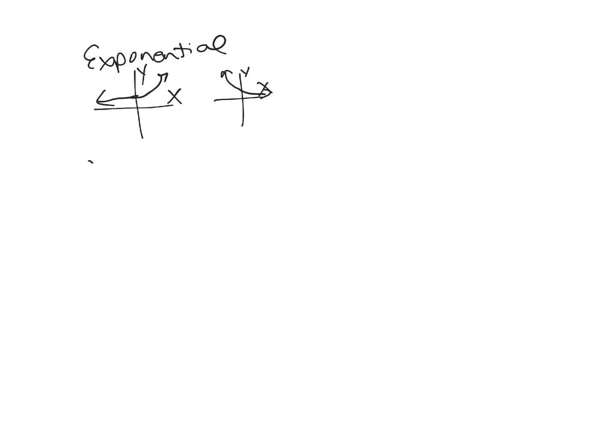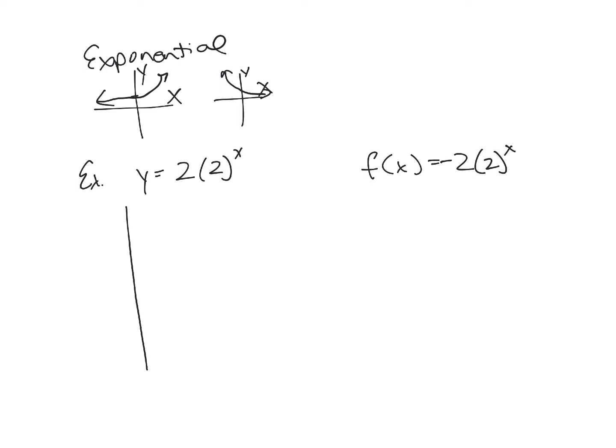So I'm going to give you the first example. I'm going to say y equals 2 times 2 to the power of x, okay? And then I'm going to look at another one that is f of x equals negative 2 times 2 to the power of x. So we're going to do our little t-chart, and we're going to do our graph, our coordinate plane, right, for this one and this one.